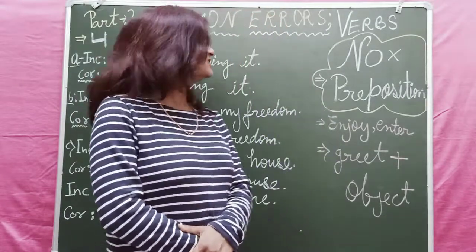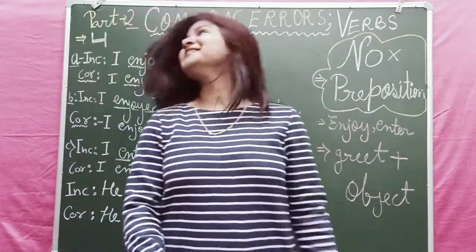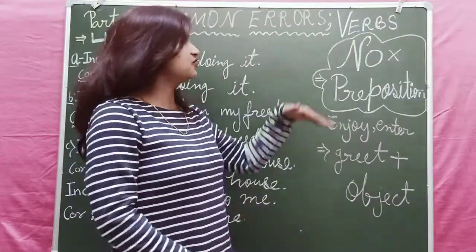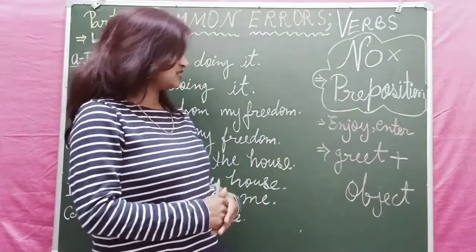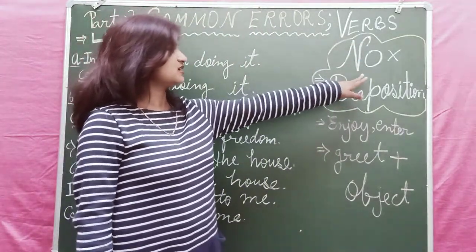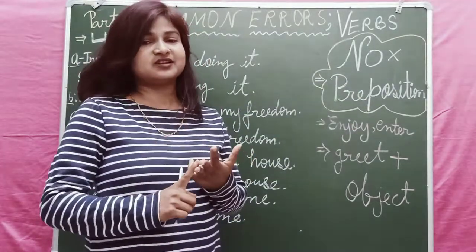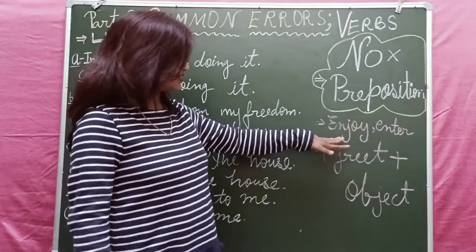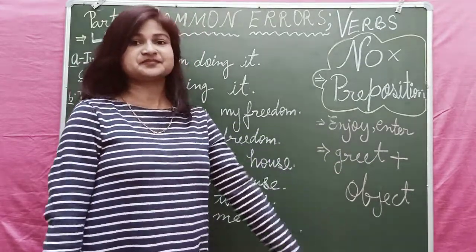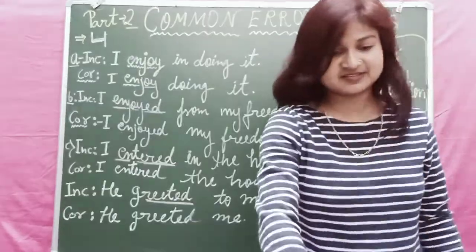Alright, dear scholar, today's lesson: correct usage of verbs. A common error you might know. Note: some verbs are not followed by a preposition like in, on, for, and so on. There is a verb, enjoy, enter, get, plus an object. Look at the sentences, incorrect and correct.